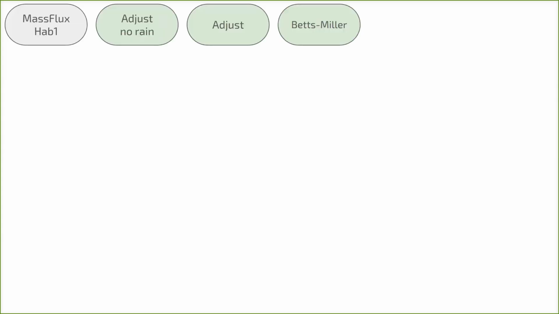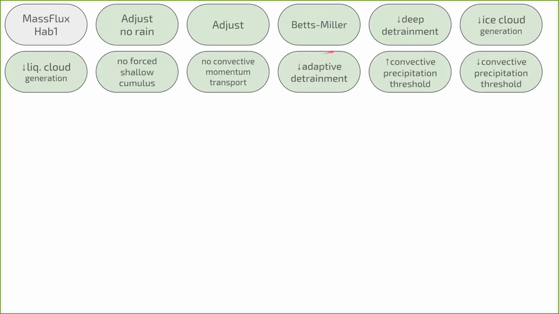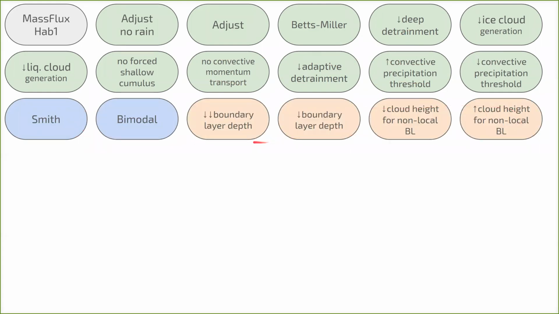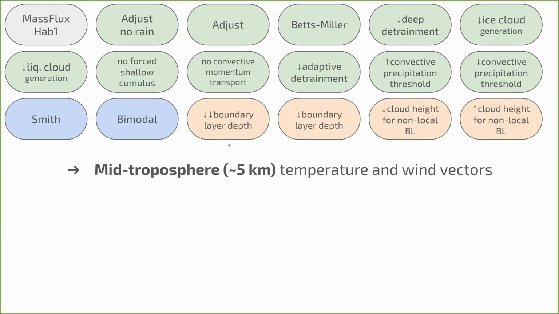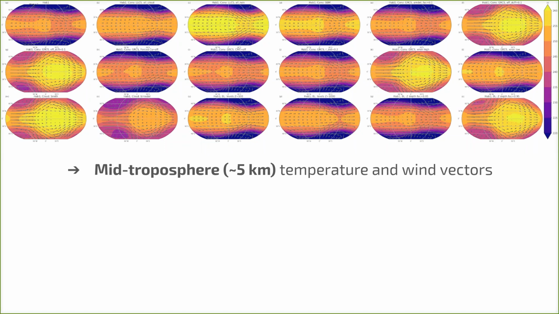For this, I use the TIE protocol Hab1 setup, and I start by running the control simulation with the mass flux scheme. I then run 3 more simulations where I swap the convection scheme to a simpler one. I then go back to the mass flux scheme, but change only one parameter within it at a time. I also run 2 more simulations where I change the cloud scheme, and 4 more simulations with different boundary layer parameters. So let's look at these simulations from the perspective of troposphere temperature and wind vectors, starting with the control and then all the sensitivity simulations.